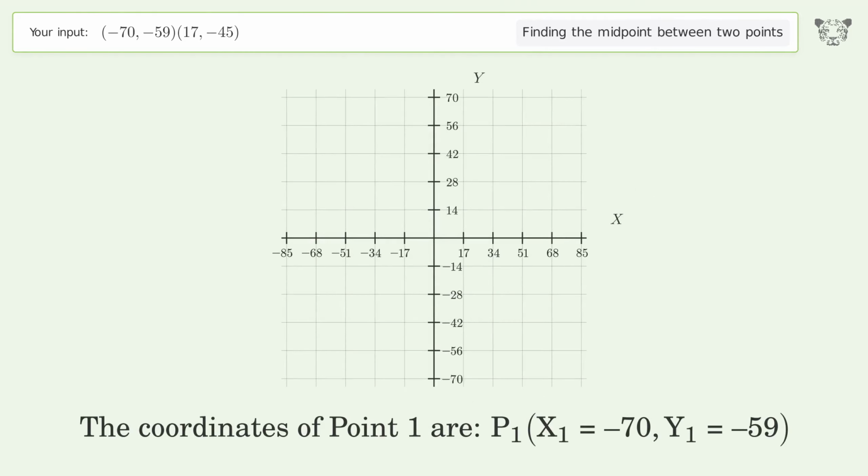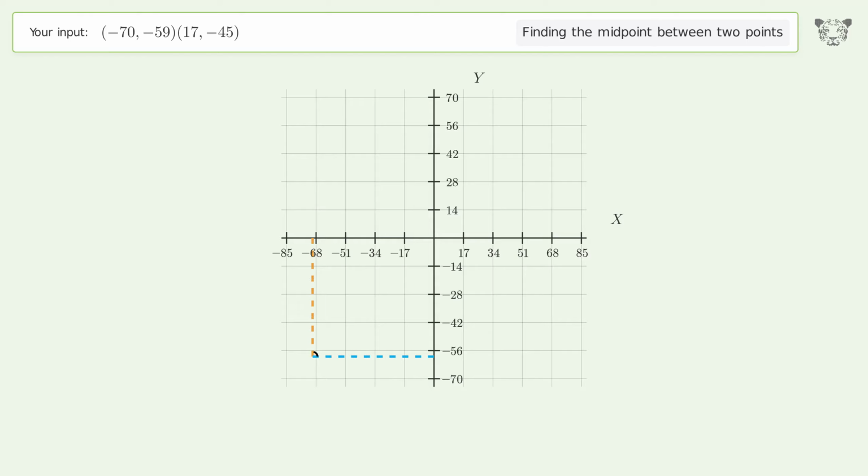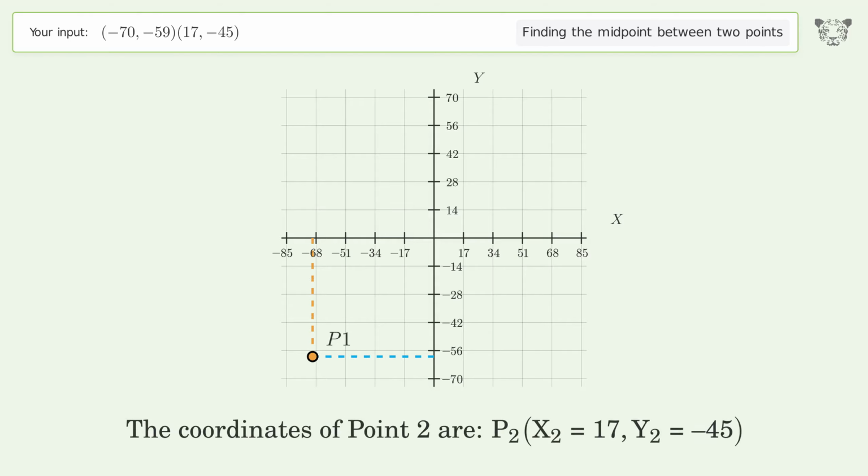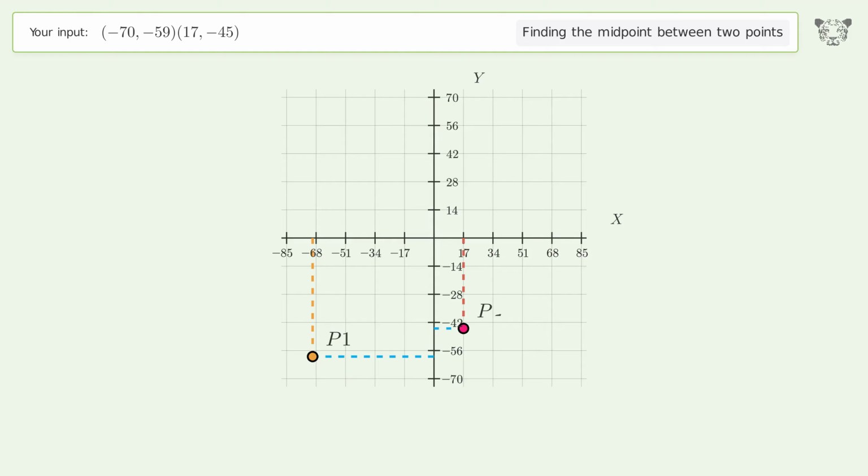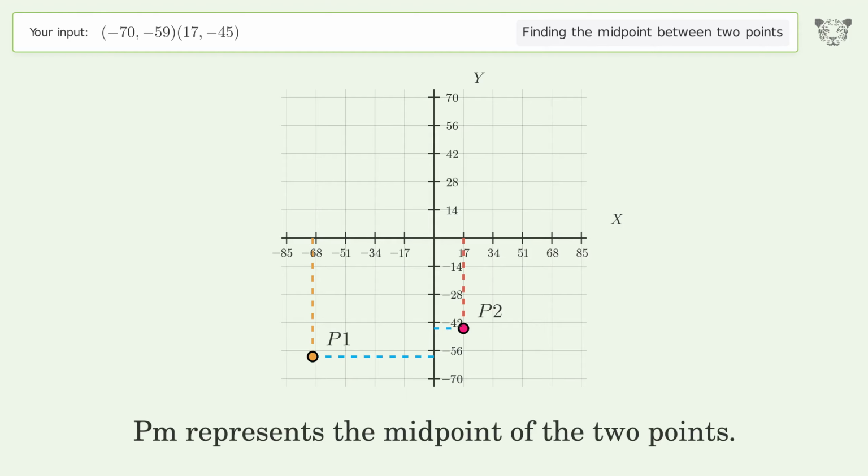The coordinates of point 1 are, x1 equals negative 70, y1 equals negative 59. The coordinates of point 2 are, x2 equals 17, y2 equals negative 45. PM represents the midpoint of the 2 points.